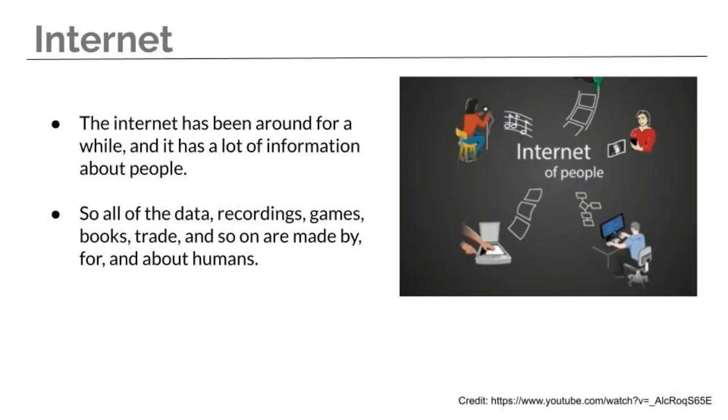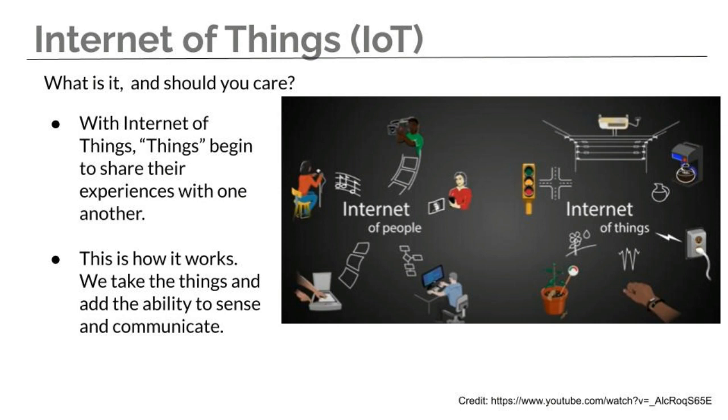The internet has been around for a while and it has a lot of information about people. In traditional internet, all of the data, recordings, schemes, books, trade, and so on are all made by, for, and about humans. With Internet of Things, things begin to share their experiences with one another. This is how it works. We take the things and add the ability to sense and communicate.